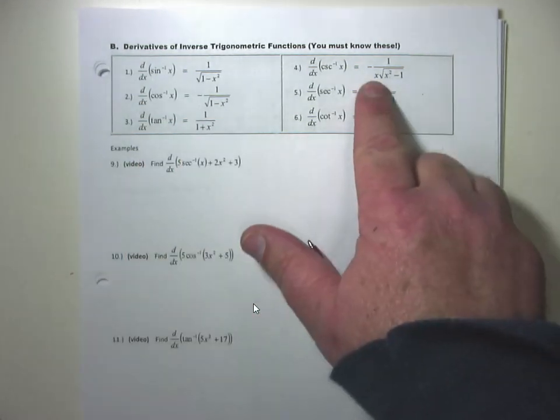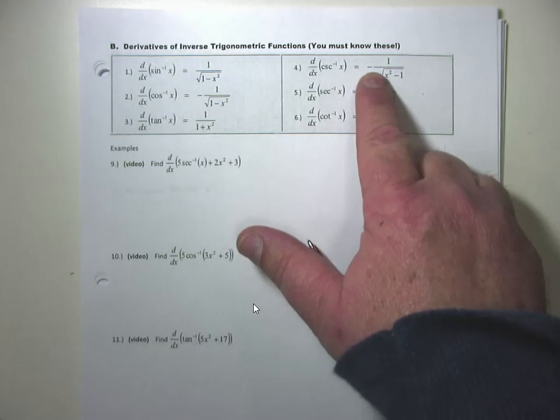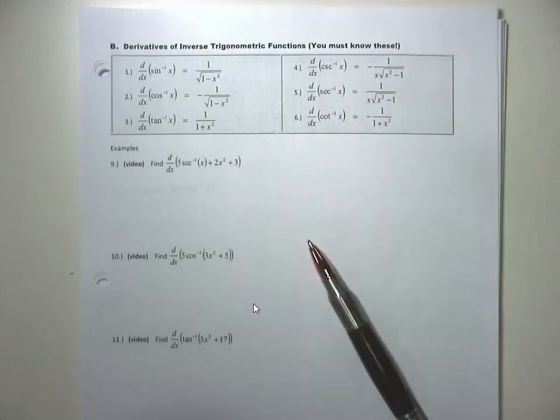The derivative of the cosecant inverse of x is negative 1 over x times the square root of x squared minus 1. The derivative of the secant inverse of x is 1 over x times the square root of x squared minus 1. And the derivative of the cotangent inverse of x is negative 1 over 1 plus x squared.